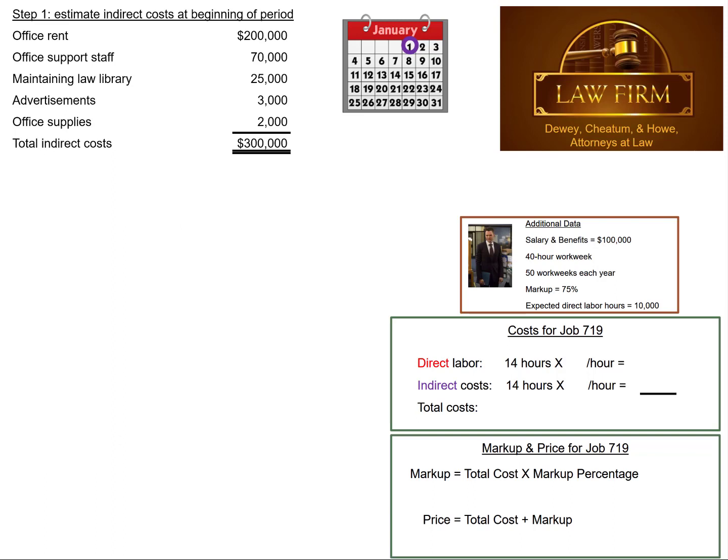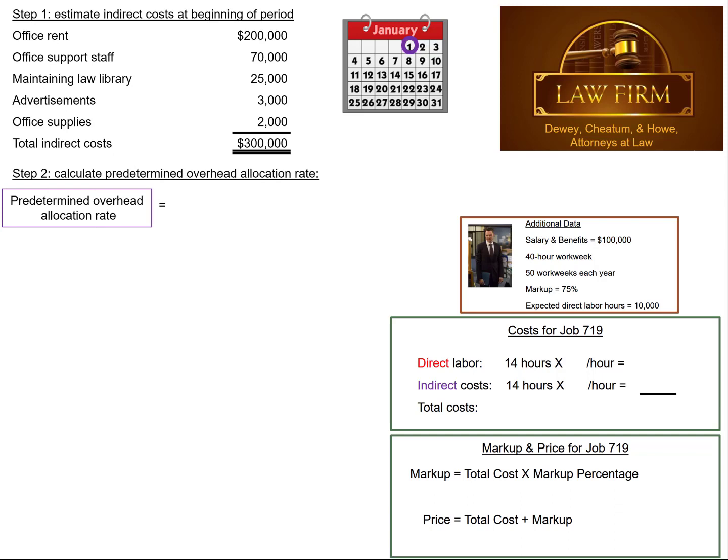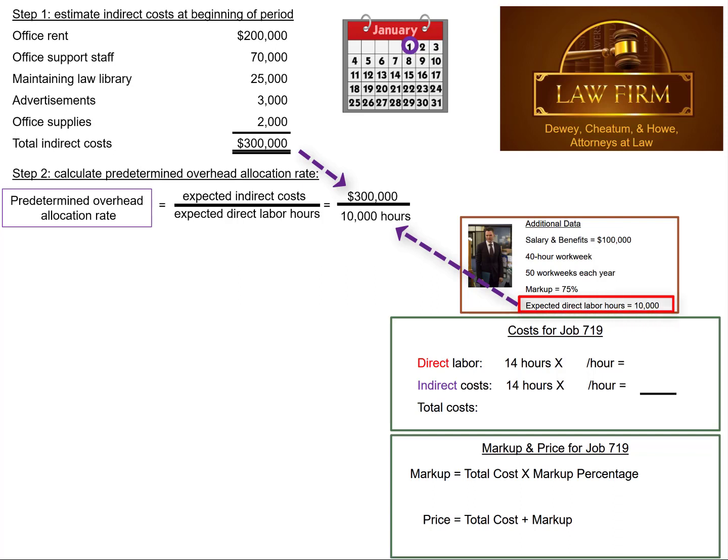Now, just like we did for manufacturing overhead, we need to calculate the predetermined overhead allocation rate. The formula for this is expected indirect costs divided by expected direct labor hours. We've already calculated $300,000 of indirect costs, so we divide by the 10,000 expected direct labor hours. This is the number of hours a firm thinks the attorneys will work, and we get it from our additional data box. This results in $30 of indirect costs per direct labor hour. This means that for every hour that an attorney works on a job, the job gets an additional $30 of the overhead costs added to the cost of the job.